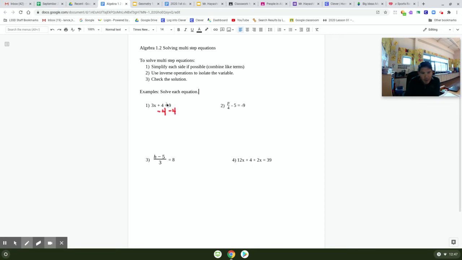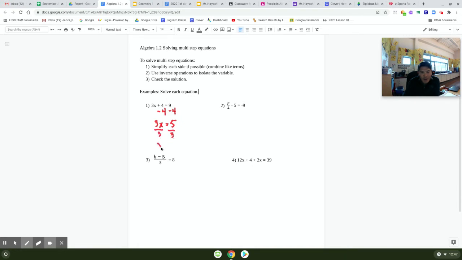Some of you, maybe you're a little bit more comfortable with writing a line there to separate each side. Okay, you could do that as well. On the left side, 4 minus 4 is 0, so we're left with 3x. And then on the right side, 9 minus 4 is 5. Now it's just what you did the other day, solving a simple equation. There's only one more step to solve this equation. It's 3x, or 3 times x. The inverse operation is dividing by 3.